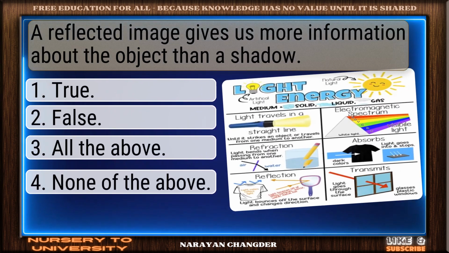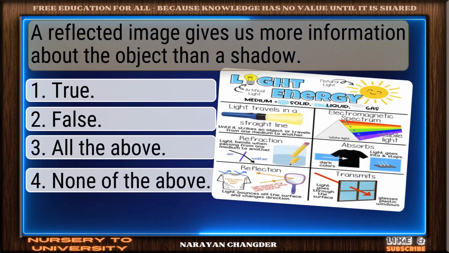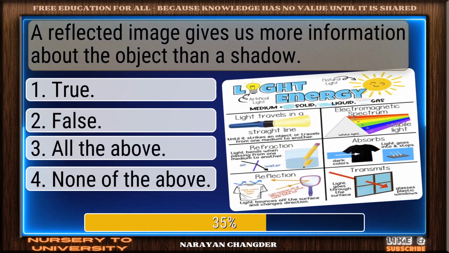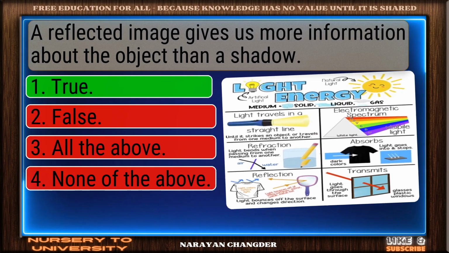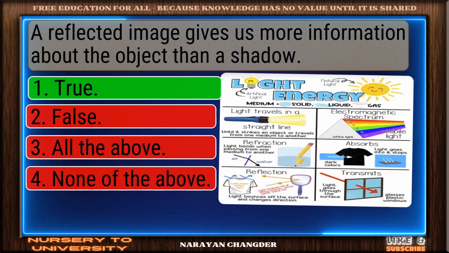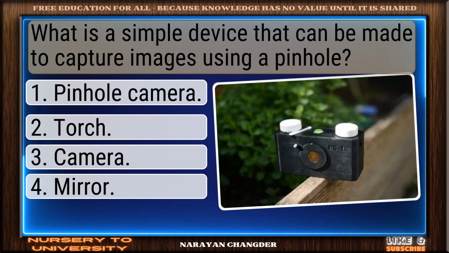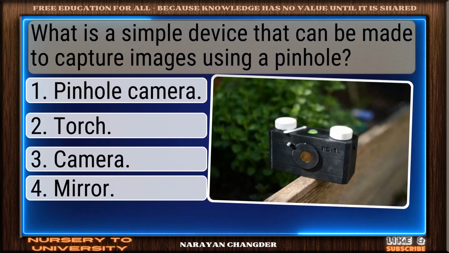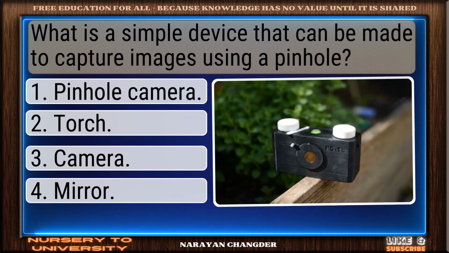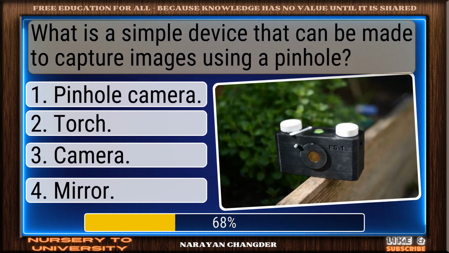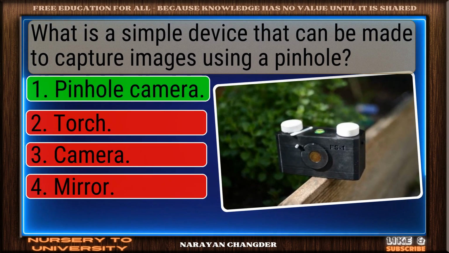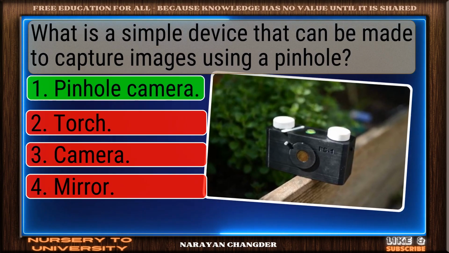A reflected image gives us more information about the object than a shadow. Nice selection. True is the correct and valid answer. What is a simple device that can be made to capture images using a pinhole? Great job. Pinhole camera is the accurate answer.